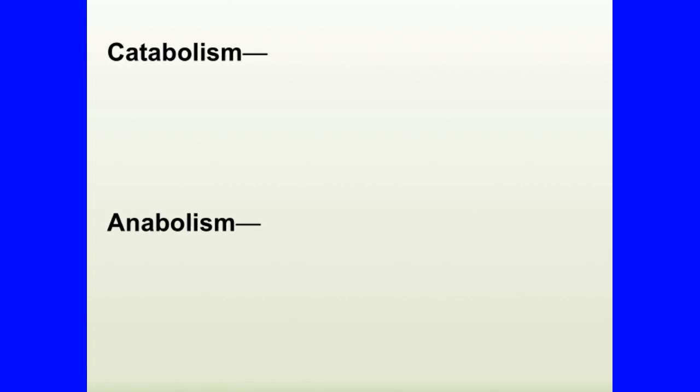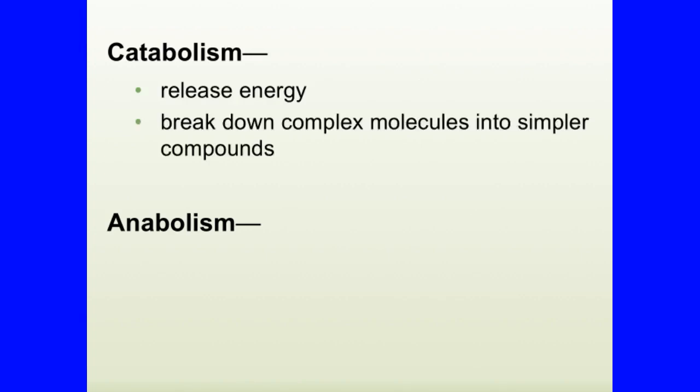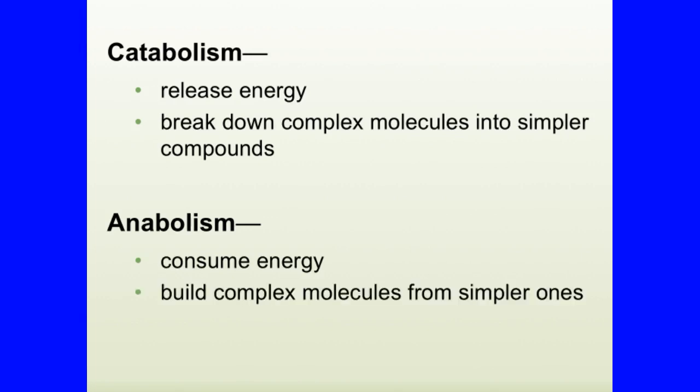So let's go ahead and review what each of them are again. Remember, catabolism, I think of cats. They're going to release energy when they break those complex molecules into simpler compounds. Anabolism, I think of anabolic steroids. Okay, they're going to consume energy. It has to have energy, and their purpose is to build up more complex molecules from those simple ones.